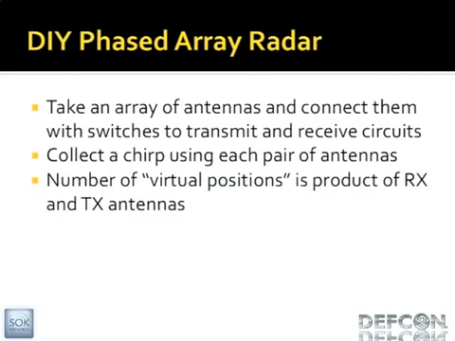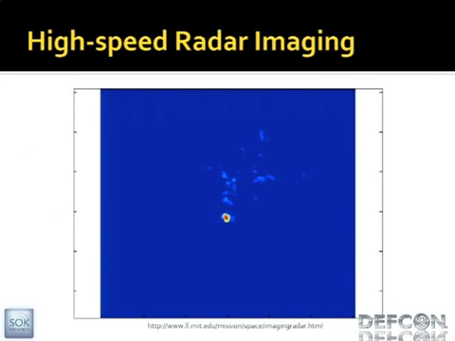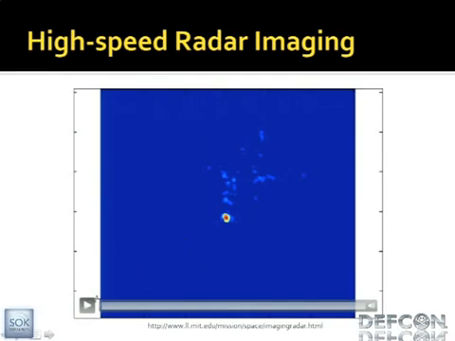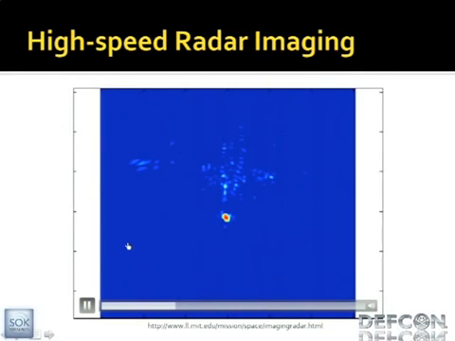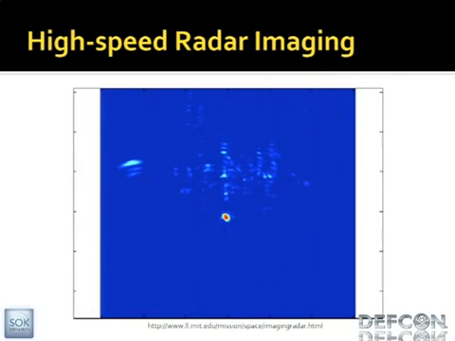I have a video here of something that's actually been built by MIT. They built a phased array radar system designed to capture images at 10 hertz. We have a metal ball in the middle, and then they rolled another metal ball past it, and you can see it rolling past in real time. You see that little dot just come past. This is pretty fast.